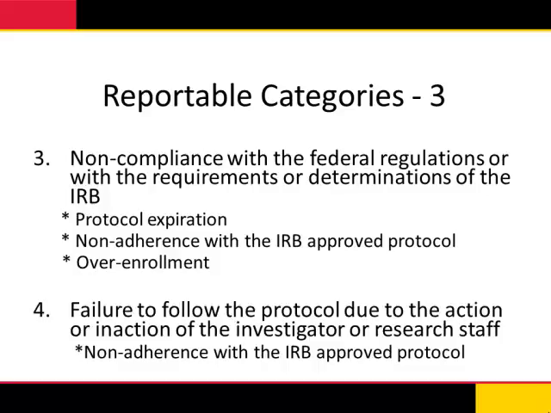Category number 4, failure to follow the protocol due to the action or inaction of the investigator or research staff. Again, non-adherence with the IRB approved protocol. A lot of times, number 3 and number 4 come in together, and one of the most important things for the investigator to include with this type of report is how they're going to prevent it from occurring in the future. So your protocol expired, or you didn't adhere to all the activities that were supposed to be conducted during a study visit. How are you going to prevent it from happening in the future? A big component of this is education and training for the research staff, making sure they understand what activities have been approved by the IRB to be conducted in a study.